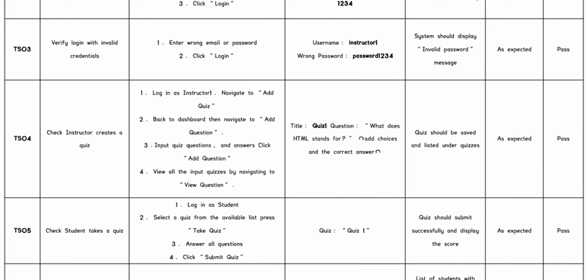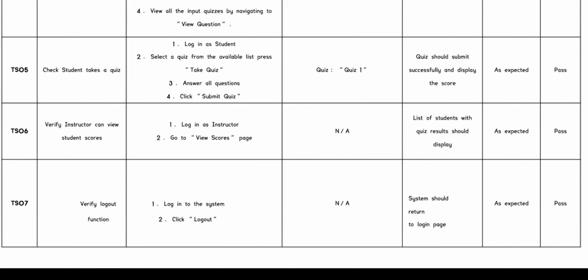Next is TS04, check instructor creates a quiz, and TS05, check student takes a quiz. We have the title Quiz 1, what does HTML stand for, and add choices and the correct answer. We have the test steps on the 3rd column.